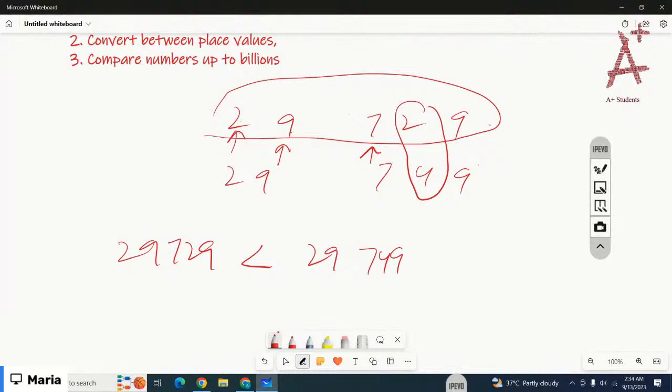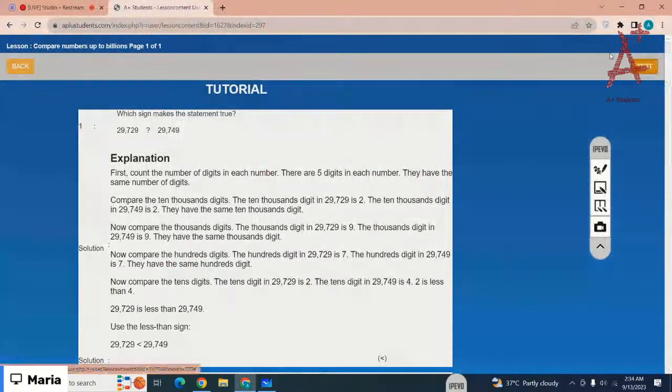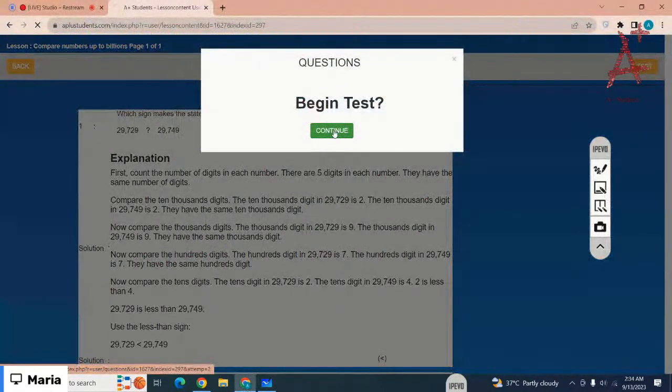After 10,000, you have the digit that is at the thousands position. They are also equal. Then you check the digit that is at the hundreds position. They are also equal, but the tens ones are not equal. 2 is less than 4. That means 29,729 is less than 29,749, right? Let's just start with the practice questions.